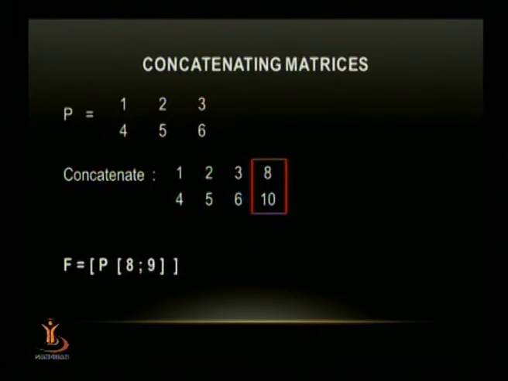So what we have to do? I want to add a column with numbers 8 and 10 to my matrix P. So I will put a command P. This will put my first P matrix, and then I want to enter an element 8 in first row and 9 in second row, and then I have to write 8 and 9.